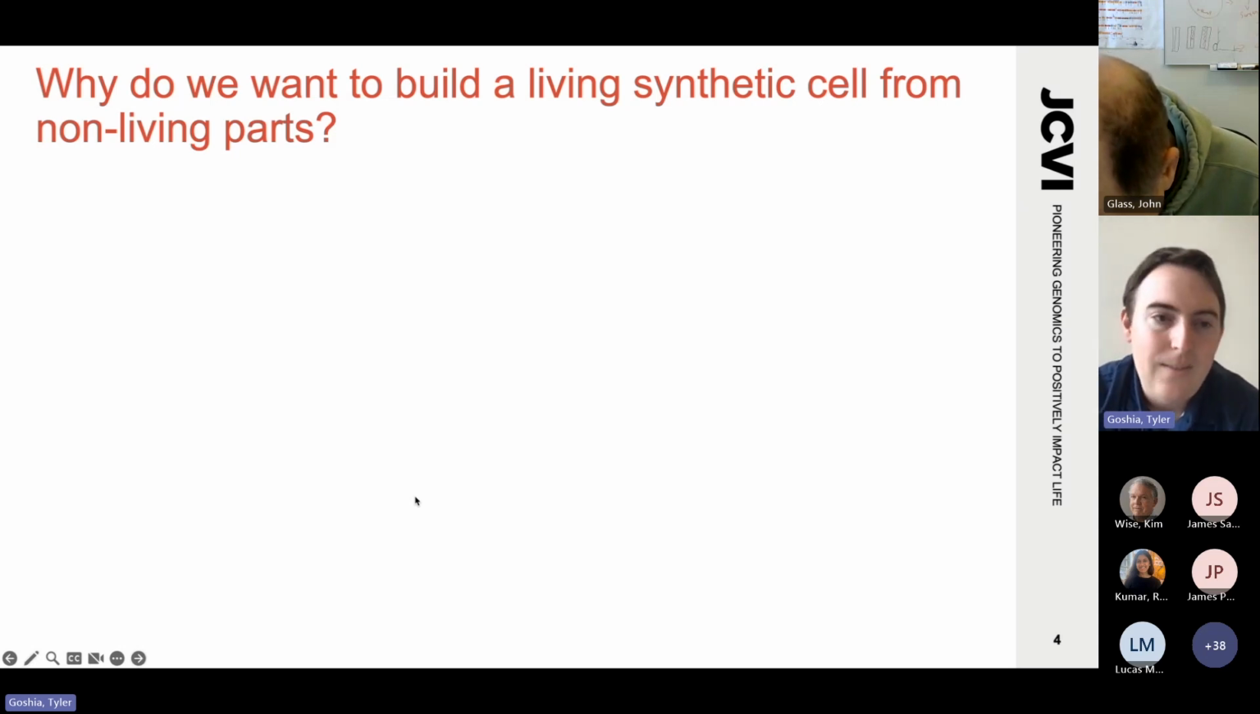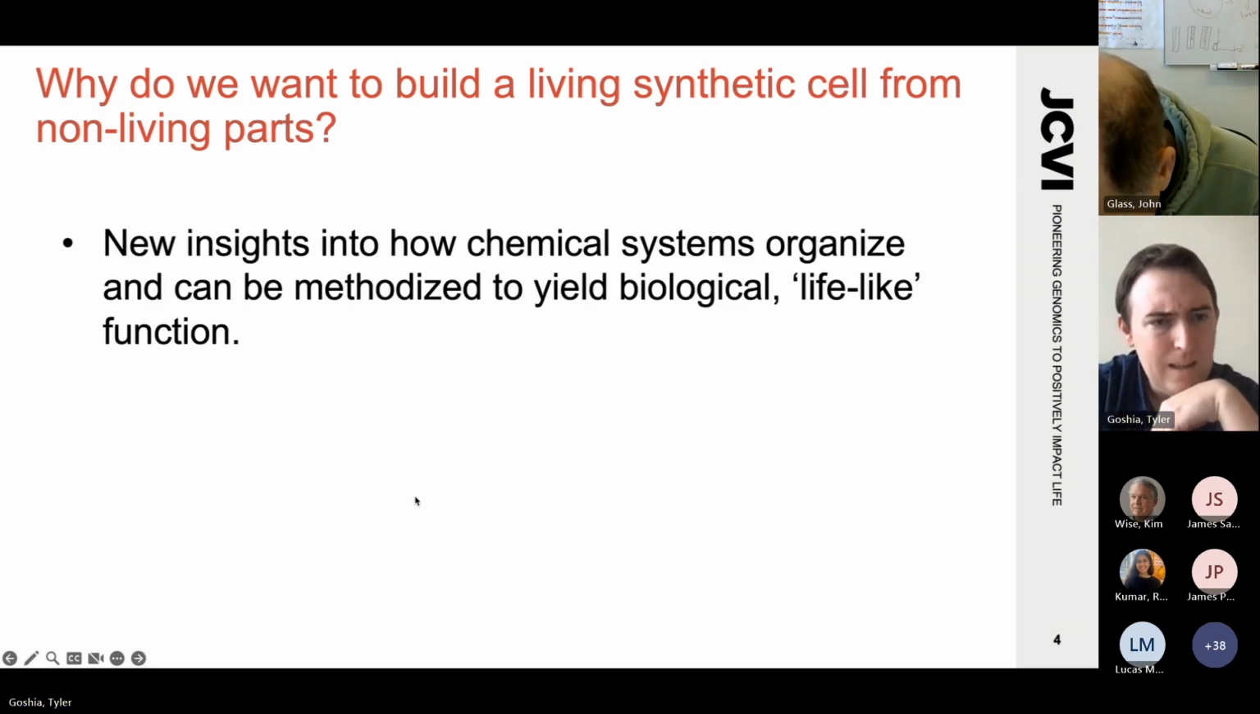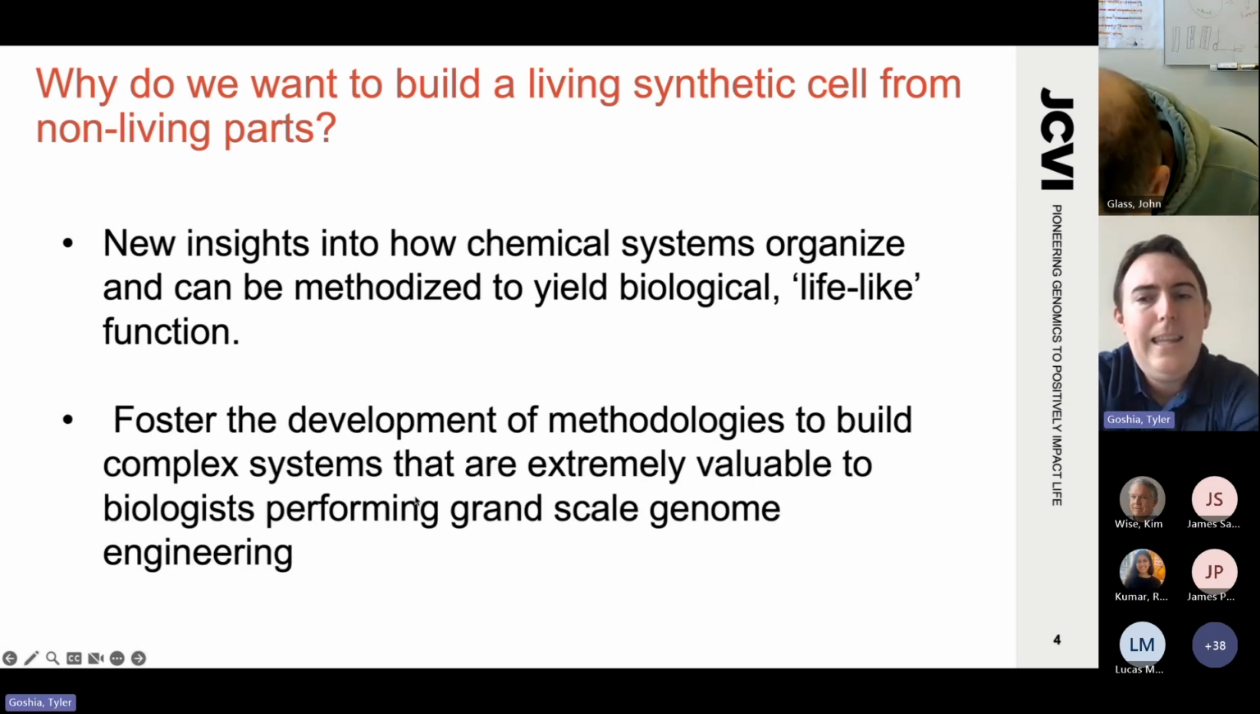Besides it being one of the founding aspirations of the synthetic cell community, what's the purpose of creating a synthetic cell from non-living parts? On the foundational aspect of building our understanding, a synthetic cell would lead to new insights into how chemical systems organize and can be methodized to yield biological, lifelike function. And on the practical uses, being able to boot up a synthetic cell with a full-size genome would allow us to facilely design systems capable of much more complex functions not found in nature for useful purposes in industry, agriculture, and medicine.